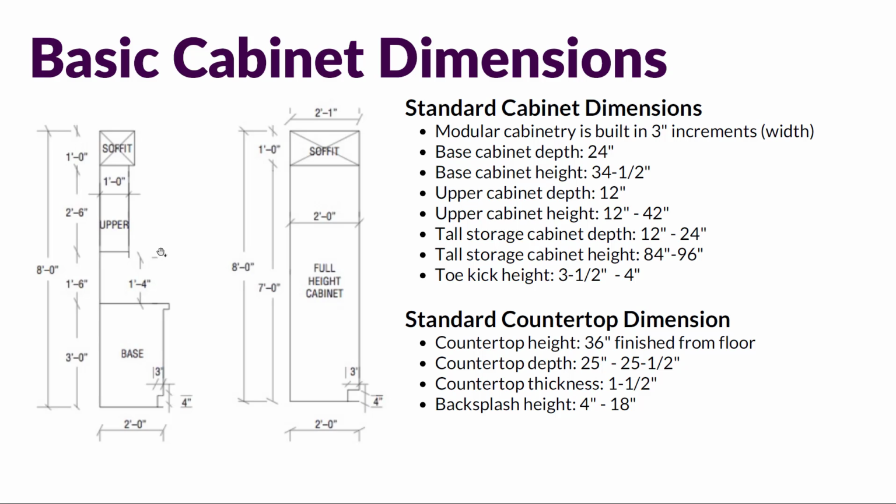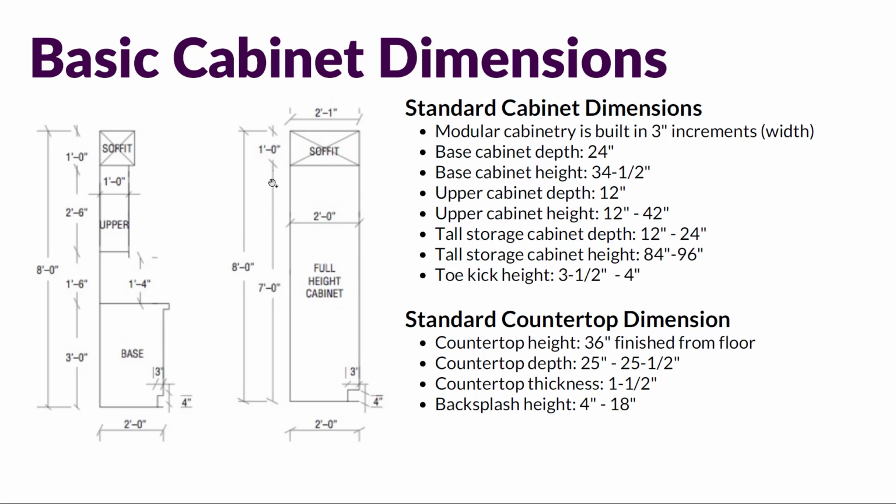If this came out all the way, that would be pretty hard to work with. You'd kind of hit your face on the upper cabinet, basically. So upper cabinets are much more shallow, typically 12 inches. And concerning the upper cabinet height, those vary. 12 inches to 42 inches is that typical range. So they can be quite short to quite tall.